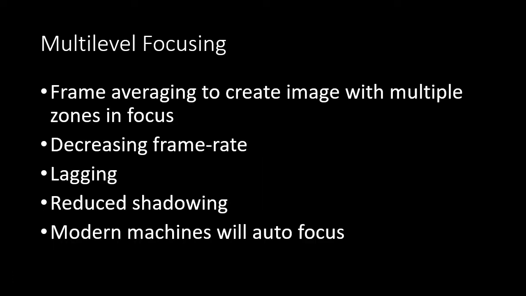Again, modern machines can do multi-level focusing. They achieve that by averaging multiple frames together that have focal zones in different locations. This will decrease your frame rate, and if you're doing real-time grayscale imaging, can cause some lagging. Like compound imaging, it may also reduce shadowing artifacts. And modern machines will often accomplish autofocusing without substantial user input.